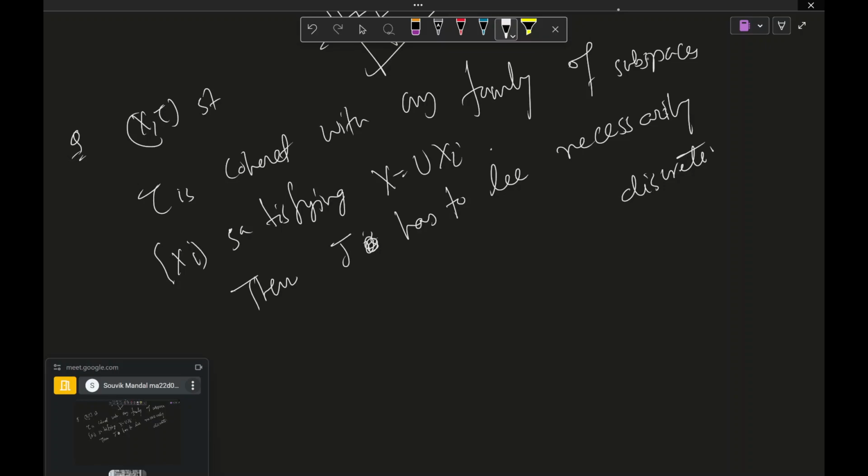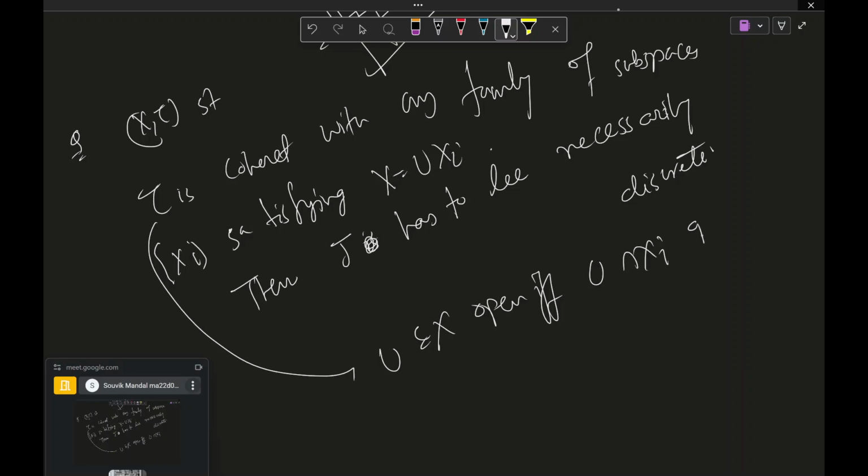So basically, the topology tau is coherent with the family. Coherent means what? Coherent means U subset of X is open if and only if U intersection Xi is open in Xi for all i. So tau has to be discrete. How to prove it? What are the possible ways to prove this?